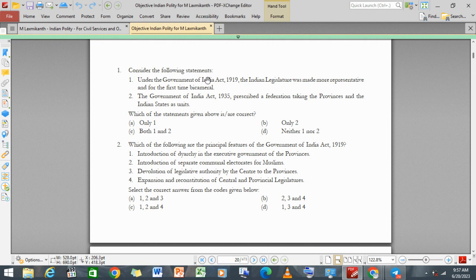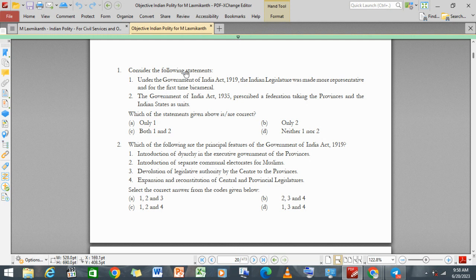Consider the following statements. First, under the Government of India Act 1919, the Indian legislature was made more representative and for the first time bicameral. Think on it, and it might be correct. And second, the Government of India Act of 1935, which was the last act and one of the lengthiest acts, prescribed the federation taking the province and Indian state as a unit. So it is right. I believe both are right. So its answer is C. Both 1 and 2 are correct.